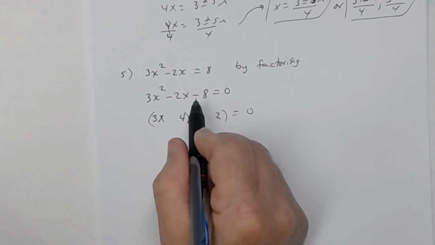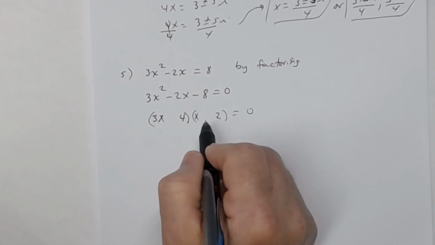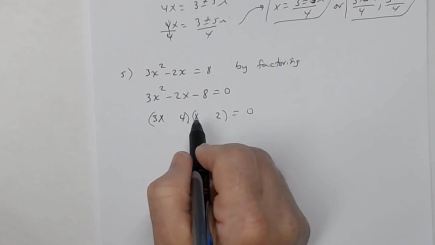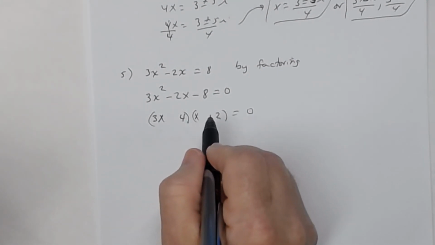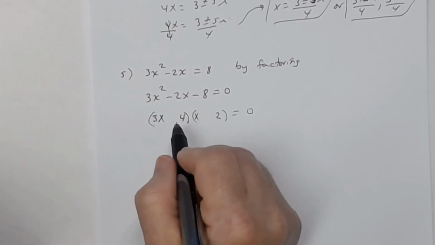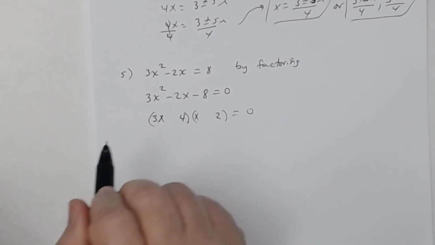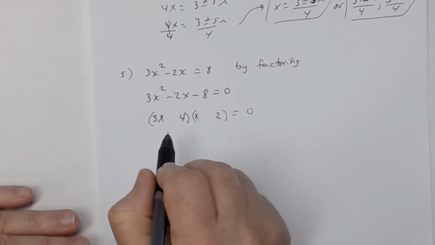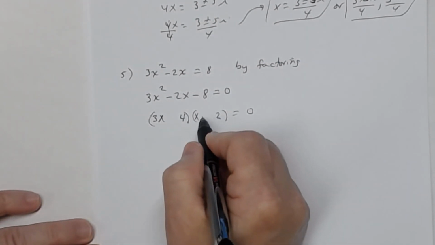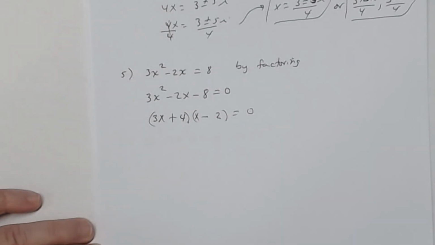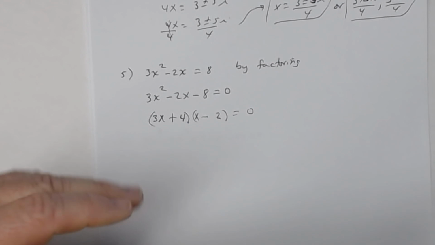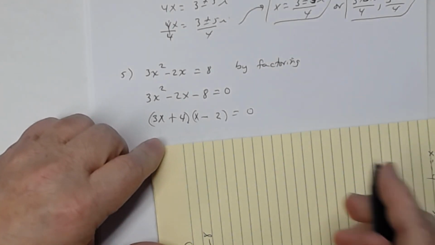Now the last sign is negative, so remember that means that these signs in here are different. One's positive, one's negative. And we need to make sure that we put this correctly, because I need that middle term to be a negative 2x. And the only way that's going to work is for this to be negative and this to be positive. And before we go on, always check. So let's check and see if what I have here is correct.